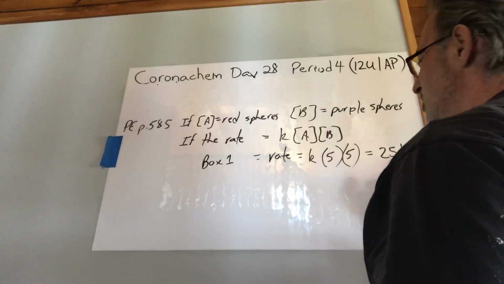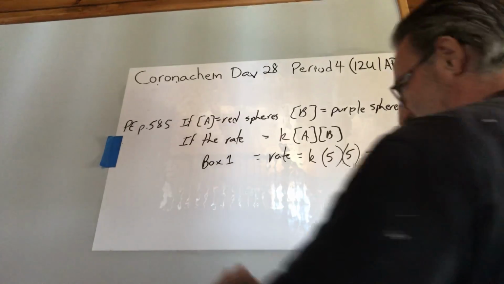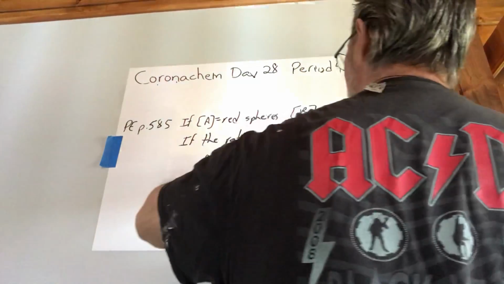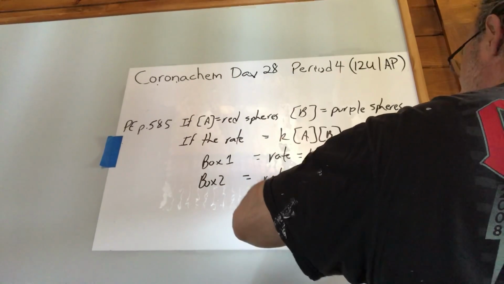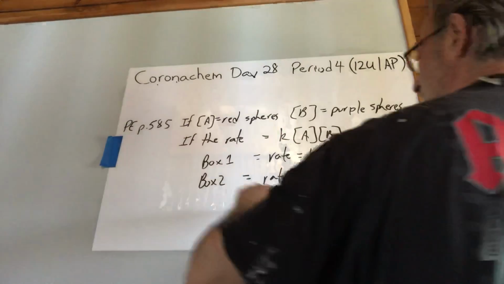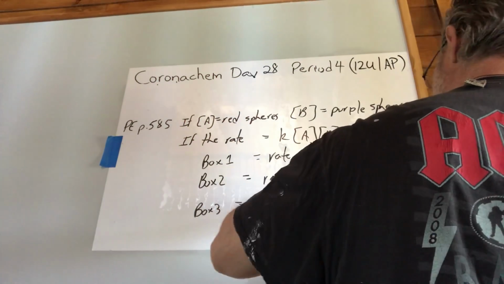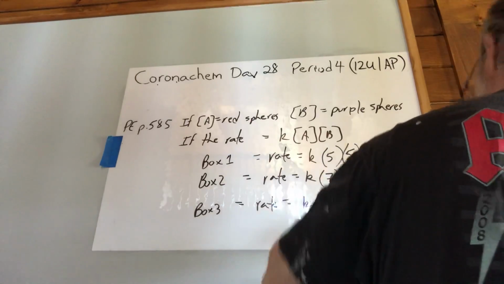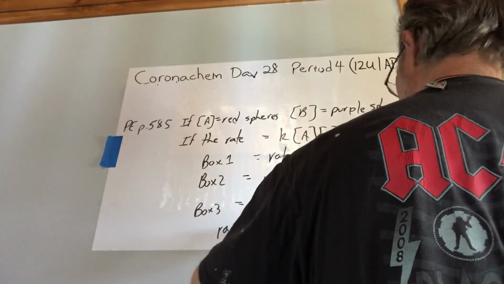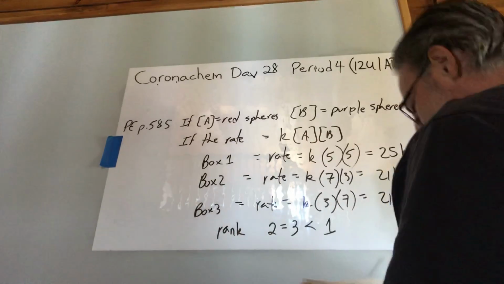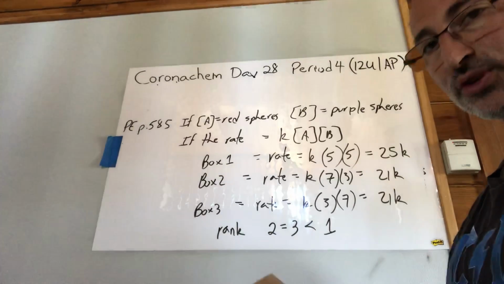Do we really care what this number K is? No, because it's the same constant all the way through. So we're just interested in the algebraic value of it, not the actual number. Box 2, the rate is going to be equal to K times 7 red spheres and 3 purple spheres, so you get a total rate of 21K. And in box 3, you get a rate equals K times 3 red spheres and 7 purple spheres, so you also get 21K. If you rank them according to rate, 2 is equal to 3, and they're both less than 1. To find the units of the rate constant, rearrange the rate law to solve for K. Remember to write the units correctly for each quantity, or else you're going to get the wrong units.